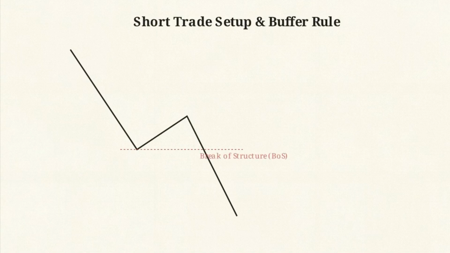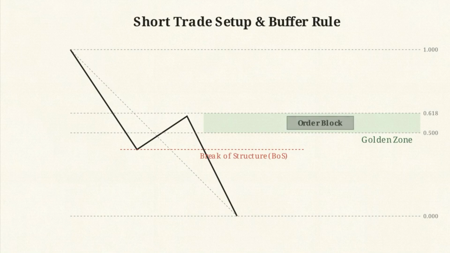This exact logic applies in reverse for a short trade. We identify a downward break of structure, wait for the price to pull back up into our golden zone, aligning with an order block, and verify a bearish confirmation candle. Before we execute, pause the video and look at these three dashed lines. Based on the structure, where exactly would you place your stop loss?